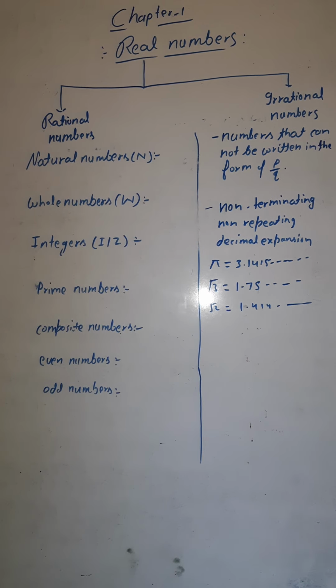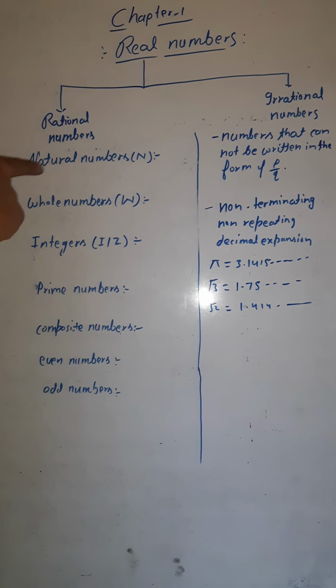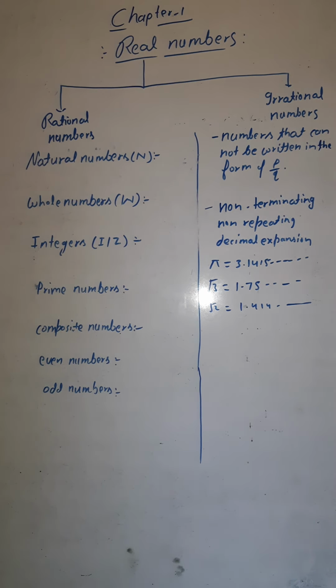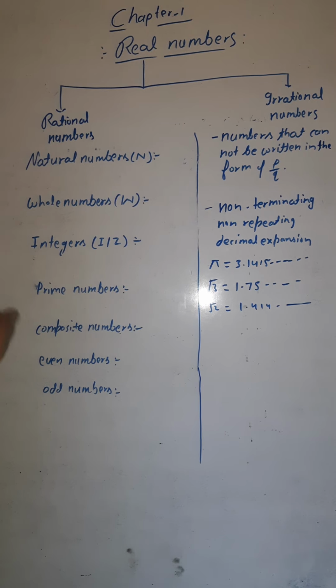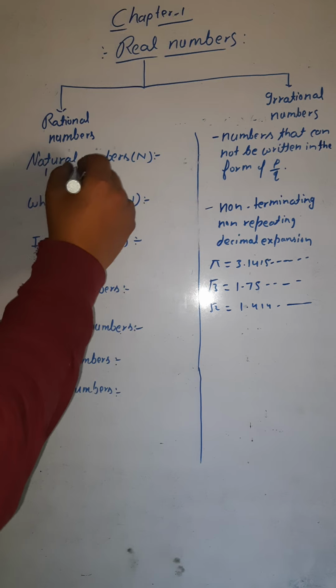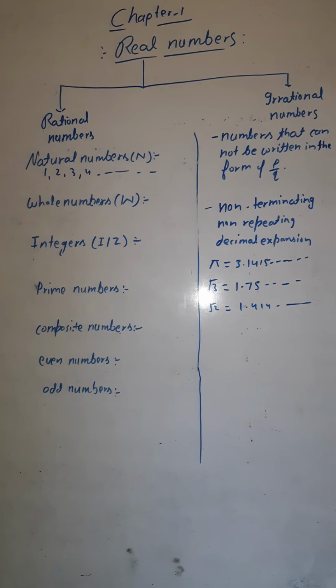Now let's go deep into the rational numbers. So see, we have different types. These are all the types of rational numbers. We can divide the rational numbers again into different groups. The first one is the natural numbers. Natural numbers are denoted by the letter N. All the counting numbers, say 1, 2, 3, 4, etc., are the natural numbers.